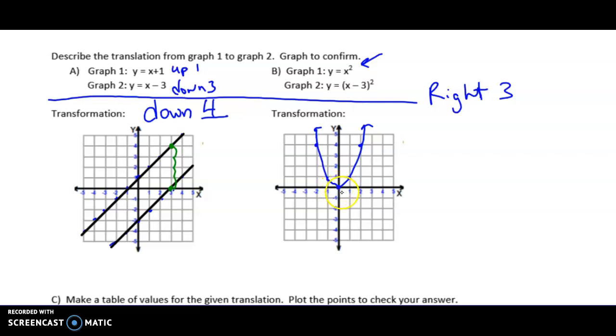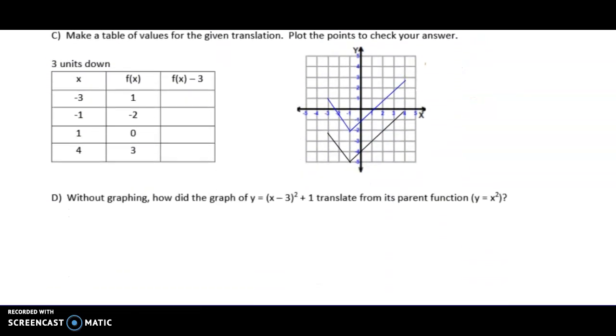So if I make this graph go to the right 3 units, 1, 2, 3, 1, 2, 3, 1, 2, 3. There we go. And then go ahead and connect your dots. Okay, so that was that graph. All right, let's look at another one here. Make a table of values for the given translation. Plot the points to check your answer.